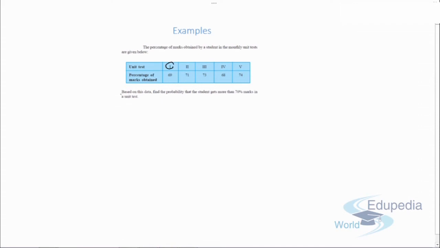So let's see how we can solve this. We need to find that the student gets more than 70% marks. So this means it should be more than 70%. This is 69%, so this data should not be included. This should not be included because it is less than 70, and this is again less than 70. And this is included, this is included, and this is included.